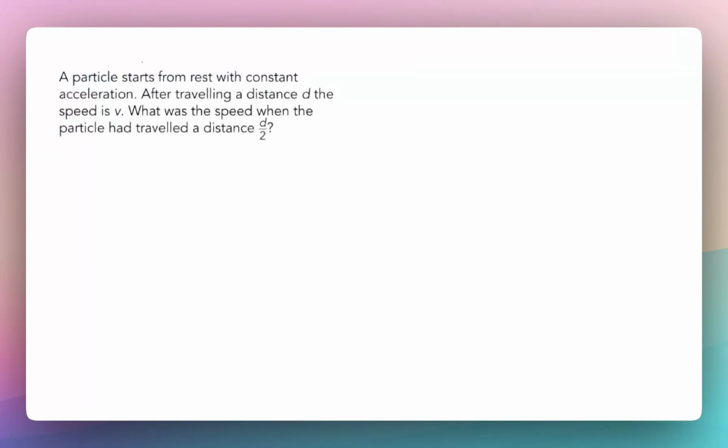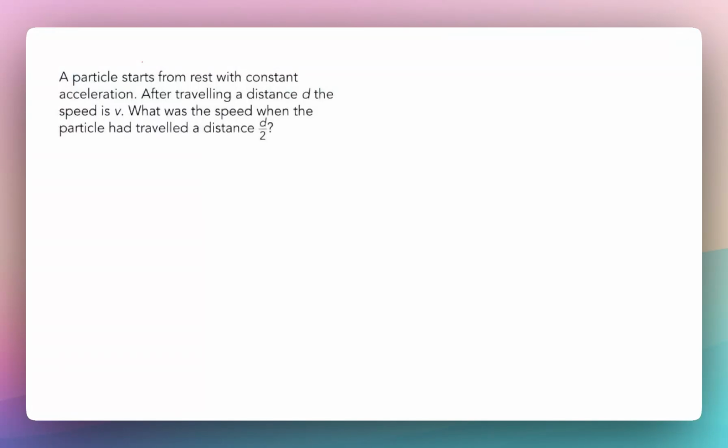So here is a question for motion in a straight line with constant acceleration, but this requires comparison between the two different scenarios, which means it will be better if we solve this question in terms of symbols and then plug in the numbers based on the scenario to get the answer. So let's get started.